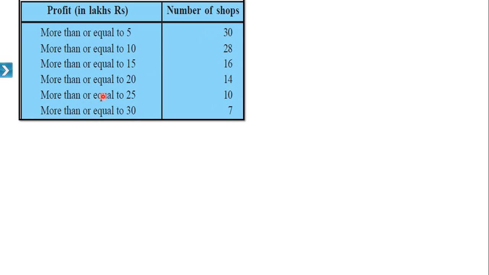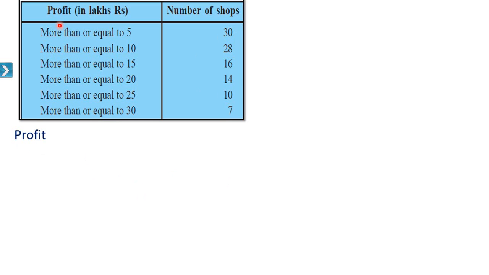When the class intervals are given in the first column, then the numbers in the second column will be frequencies, but here more than is given. So, numbers in the next column are cumulative frequencies. Now, let us rewrite this to draw a graph. Let us rewrite a table.